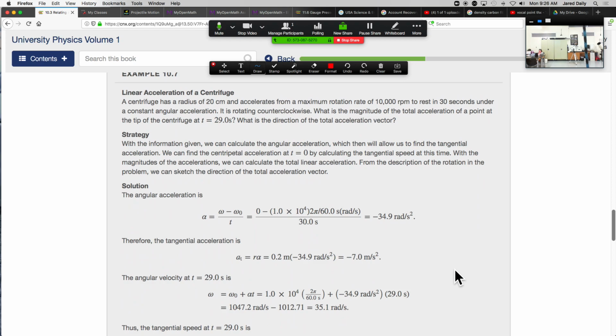So here they're talking about a centrifuge, which is the little machine that spins little bottles of chemicals around to separate your precipitate from your solution or whatever. And this centrifuge has a radius of 20 centimeters and accelerates from a maximum rotation rate of 10,000 RPM to rest in 30 seconds under constant angular acceleration. So it has an angular acceleration, but there's also a centripetal acceleration on the bottles in the centrifuge.